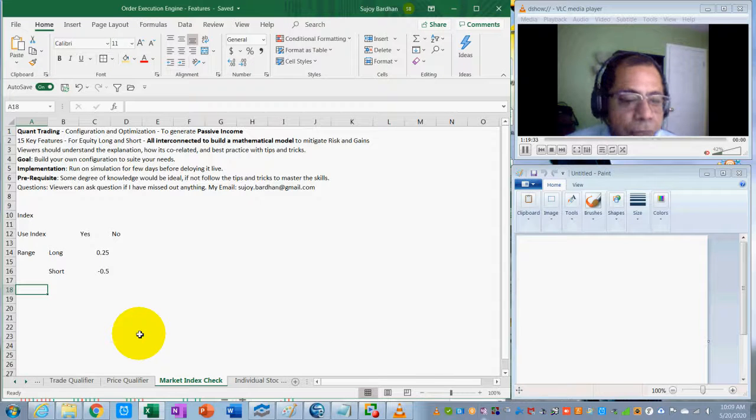Hi, folks. I'll be talking about another configuration point, which is called market index check. What it means is basically you are trying to tell the algorithm under what conditions it should look for long positions or short positions from the list which you have.